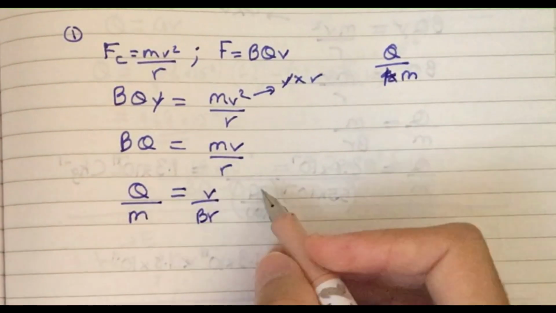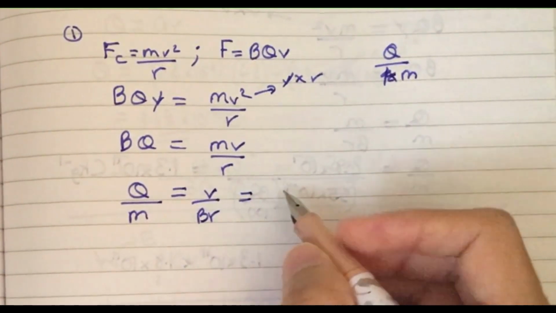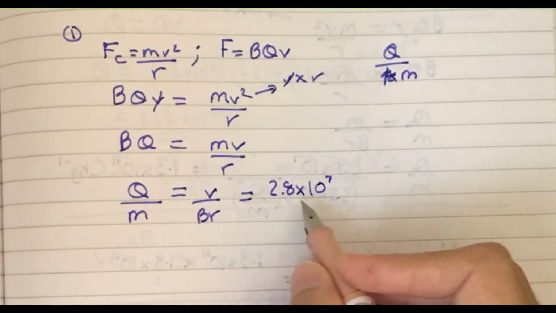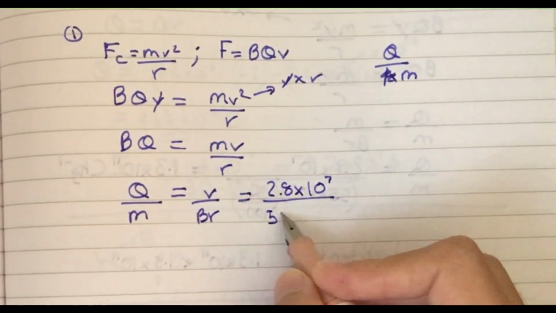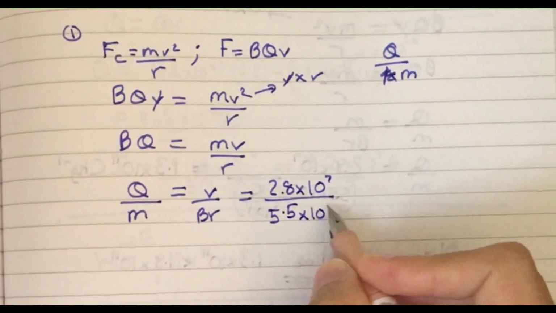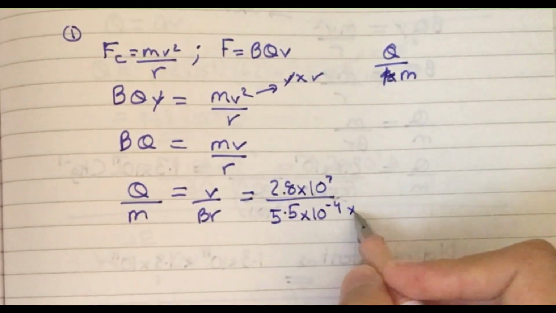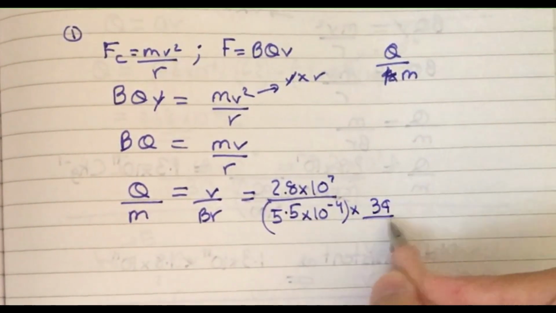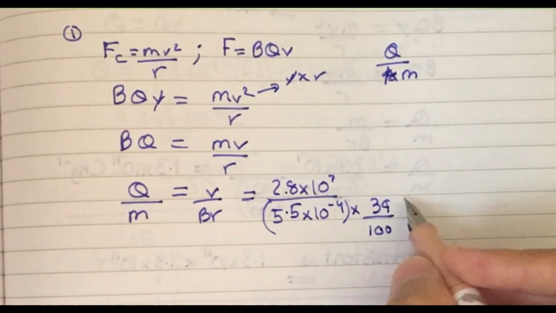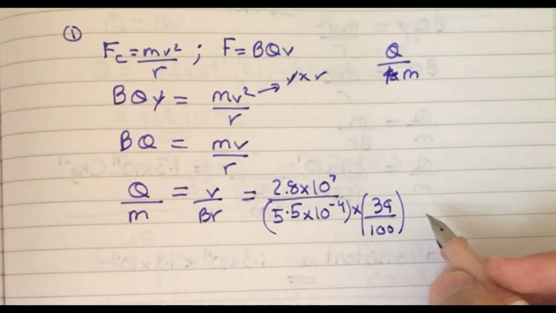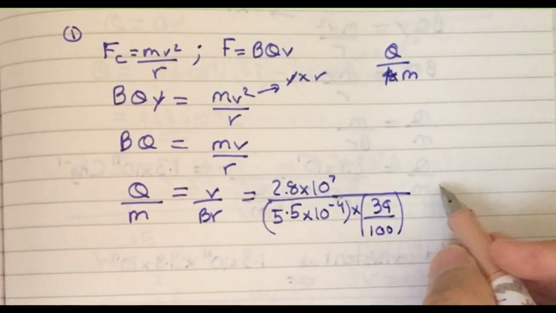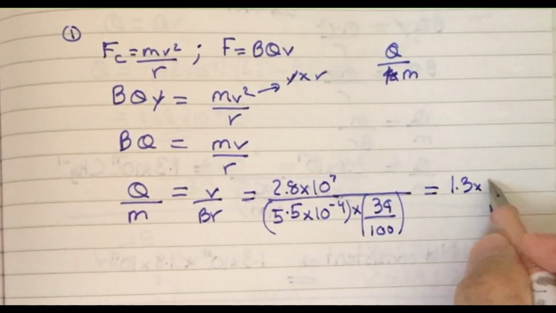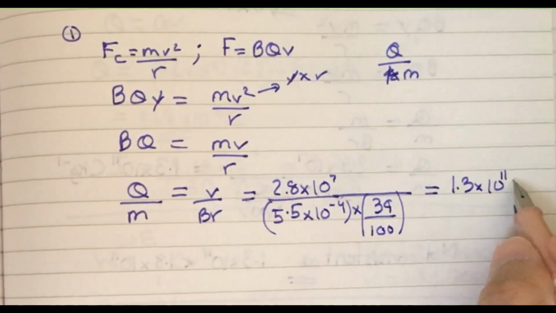And then we know that we have calculated the velocity before, which was 2.8 times 10 raised to power 7, right? And then you have B, which is 5.5 times 10 raised to power minus 4. And then you have the value as well for R, which is 39 centimeter. Make sure to convert it into meter, because the SI unit for radius, or any length, is basically meter, right? So once you calculate this answer, you get this as 1.3 times 10 raised to power 11 coulombs per kg, right?